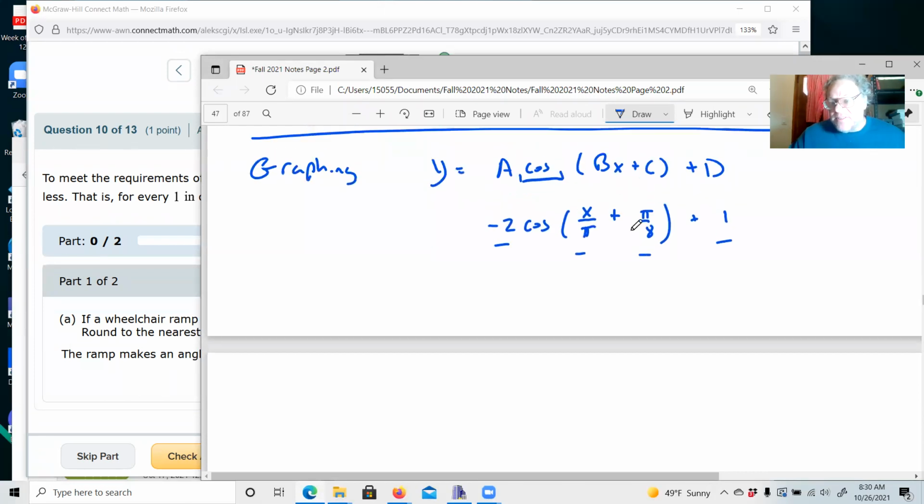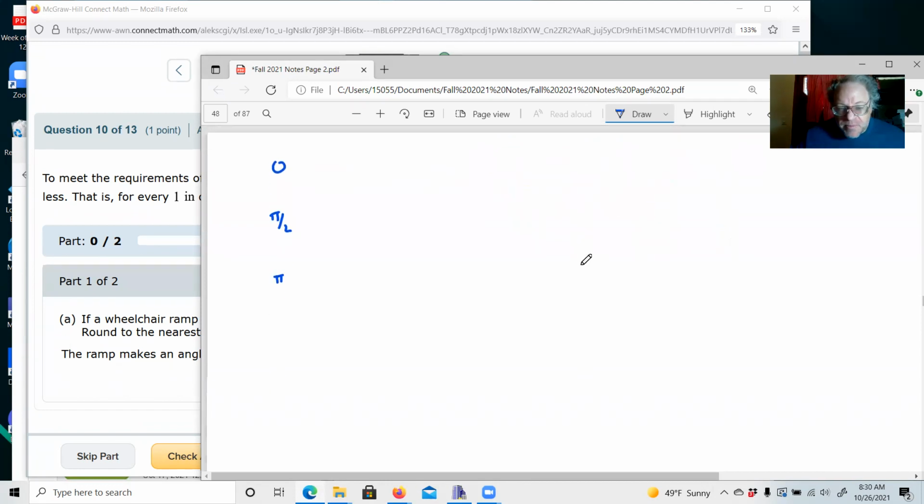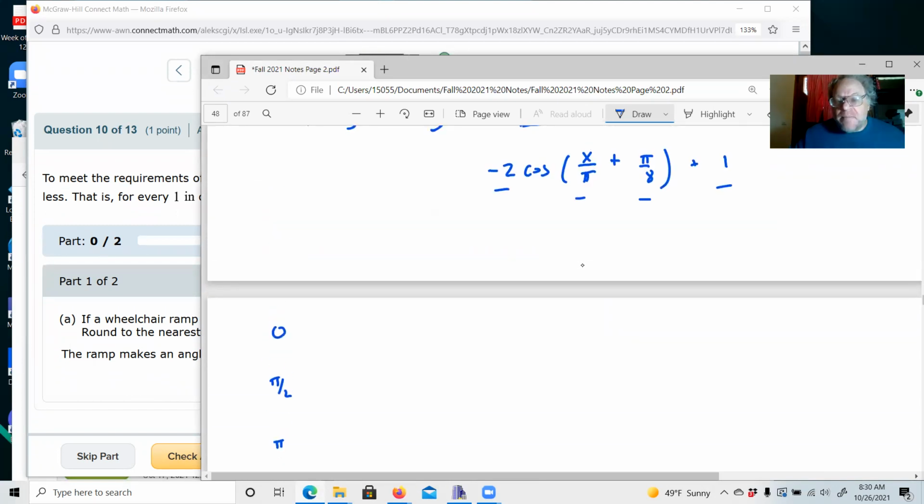When I get something like this, I want to just start with anchor points and see what I'm doing with this. My anchor points here are 0, pi over 2, pi, 3 pi over 2, and 2 pi. Now my job is to figure out what x has to be so that the argument, the cosine of something, looks a lot like 0. How do I make this argument look like 0? Well, what we do is set it equals 0, and then we solve.